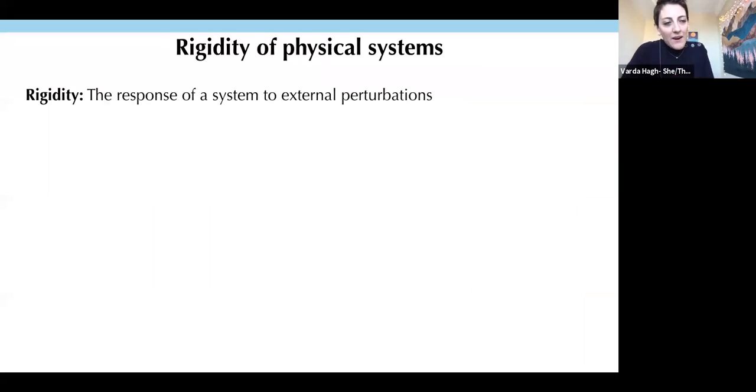Okay, so as physicists, when we talk about rigidity of physical systems, most of the time we mean, how does a physical system respond to external perturbations? If you have some system and you put it under external load, or you perturb it, or you punch it, is it basically going to preserve its structure as it was originally, or is it going to undergo dramatic changes in the configuration or the structure of the system?